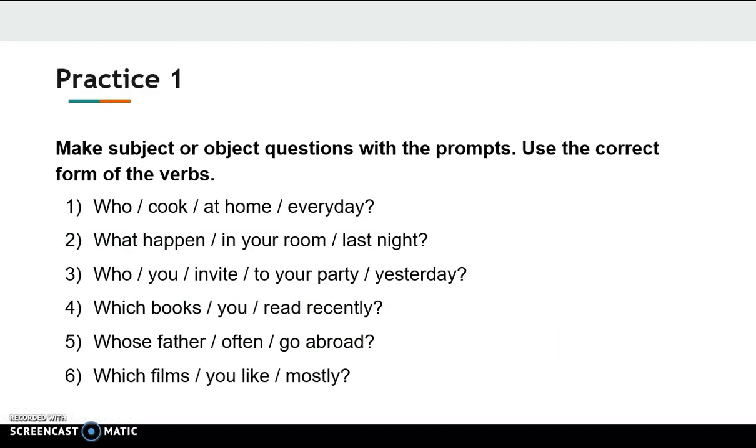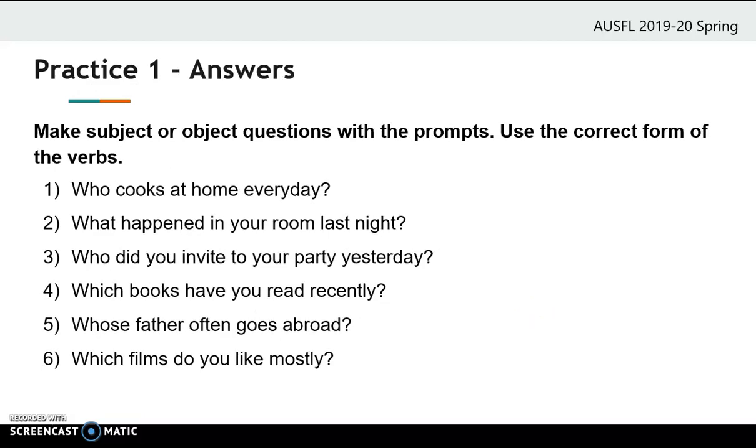Let's go on with practice 1. Make subject or object questions with the prompts. Use the correct form of the verbs. Please take your time and pause the video. Let's see the answers together.